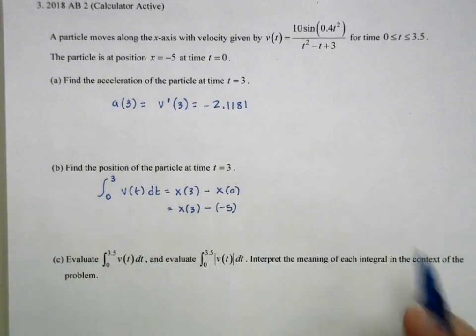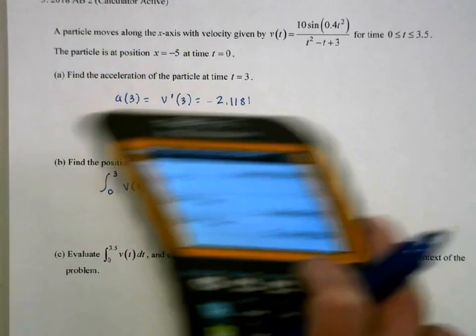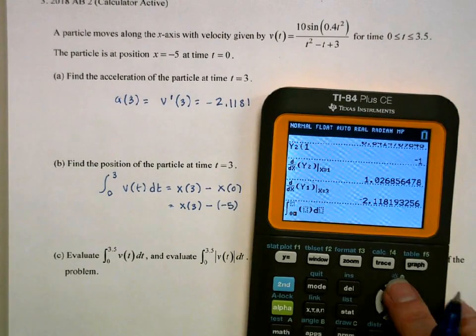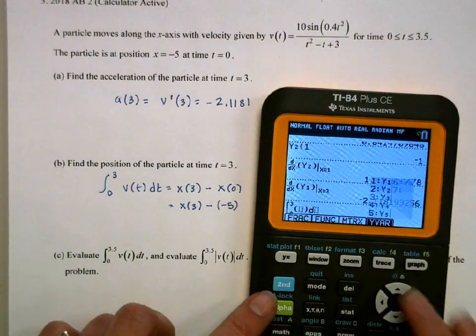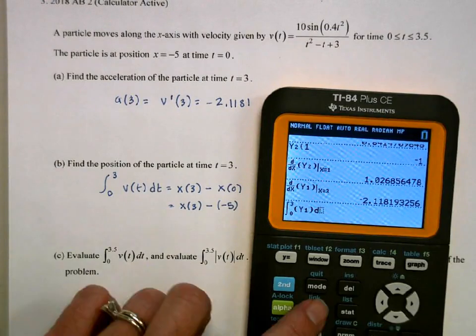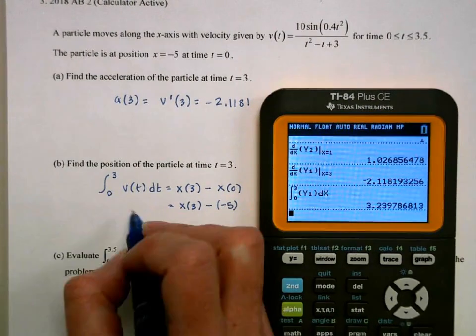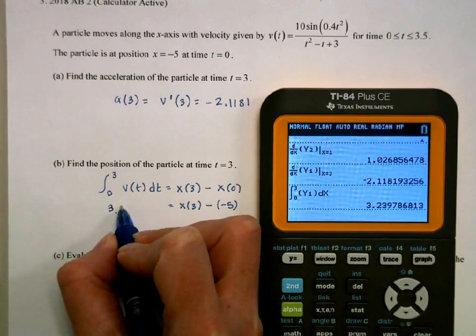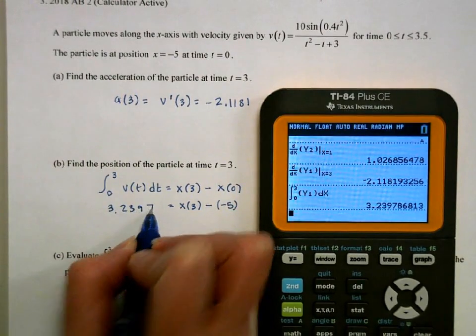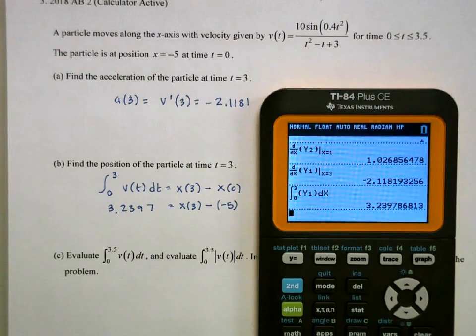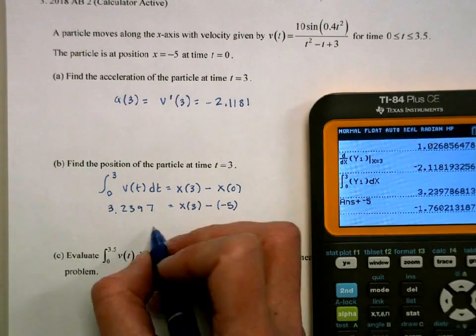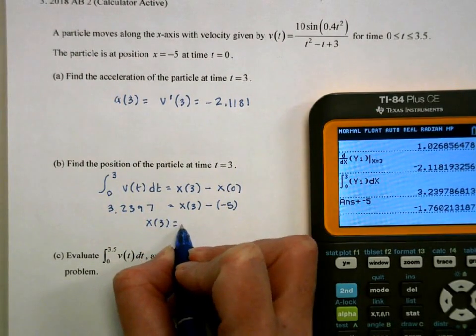We'll get the integral from 0 to 3 of y1, which gets me 3.2397, and then I'm going to add that -5. So my position at 3 is -1.7602.